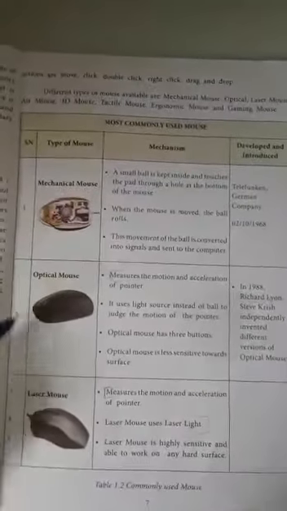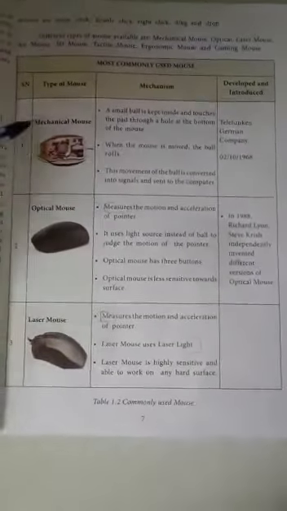Next topic, types of mouse. There are 3 types of mouse: mechanical mouse, optical mouse and laser mouse. So these are the types of mouse.